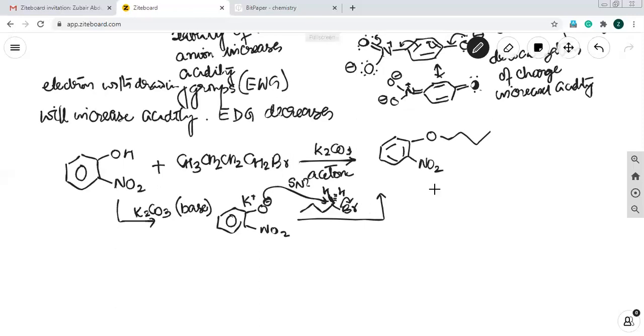Okay. So these are very common reactions. Methoxylation, that is ether formation. So this is a method of forming ethers from alcohols. Okay, so this is an ether. Nitro ether, I'll say.